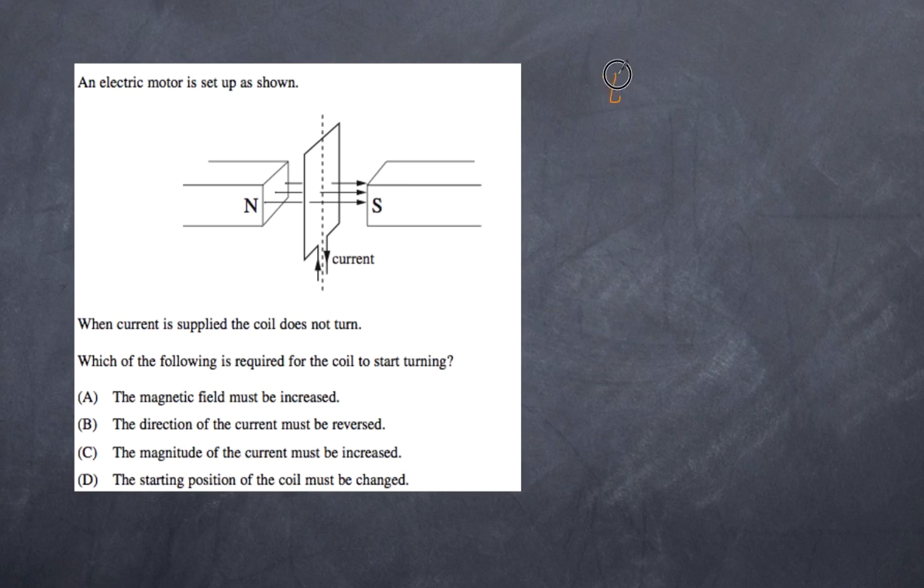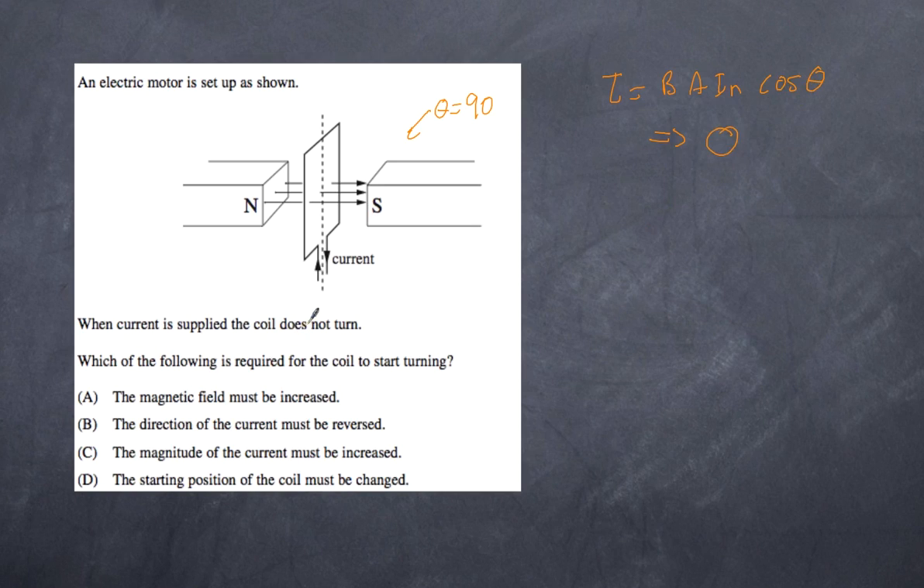Now again, torque is equal to BAIN cosine theta. And that theta is the angle between the magnetic field lines and the plane of the loop. In this case, they are at right angles to each other. In other words, in this case, my theta is equal to 90, which means I'm going to get a torque of cos 90, and that's going to equal 0, which is the reason why it's not turning.